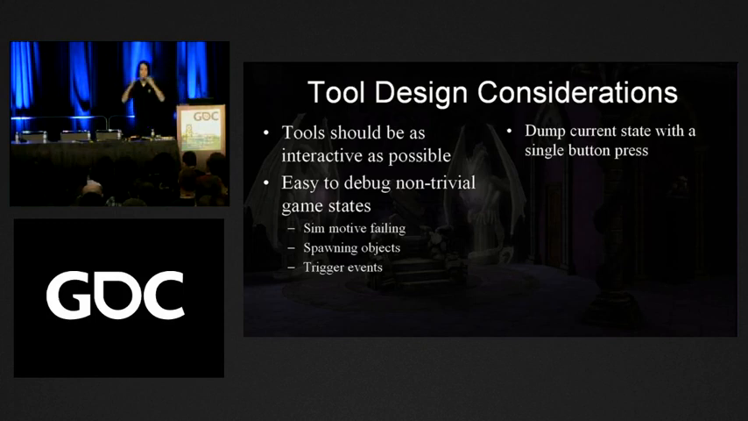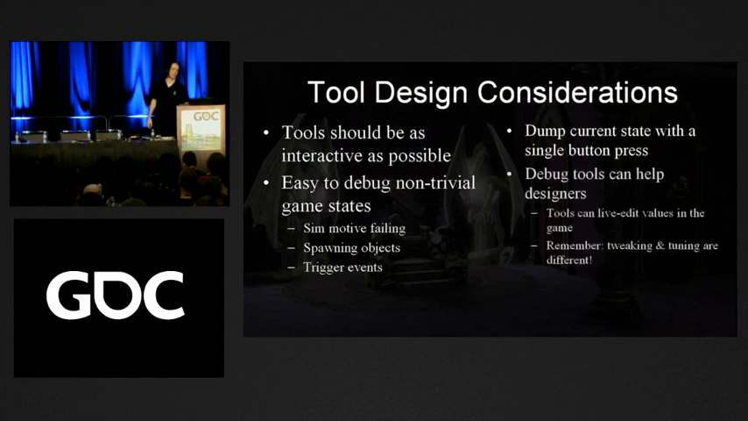They can say, okay, something bad happened. Press the magic button and send that to engineering. And then engineering gets the state of the main objects in the game. We can kind of see what's going on.